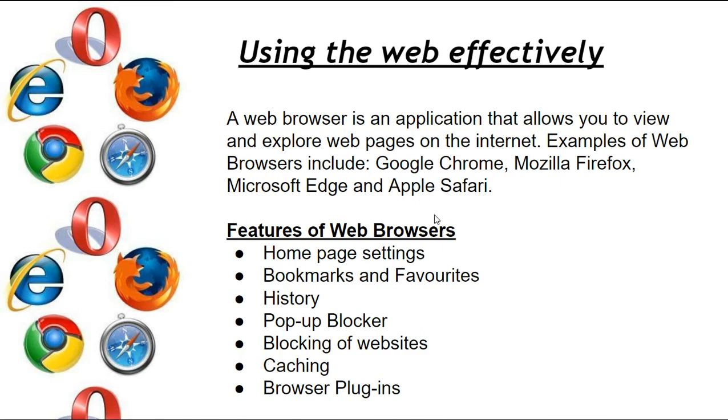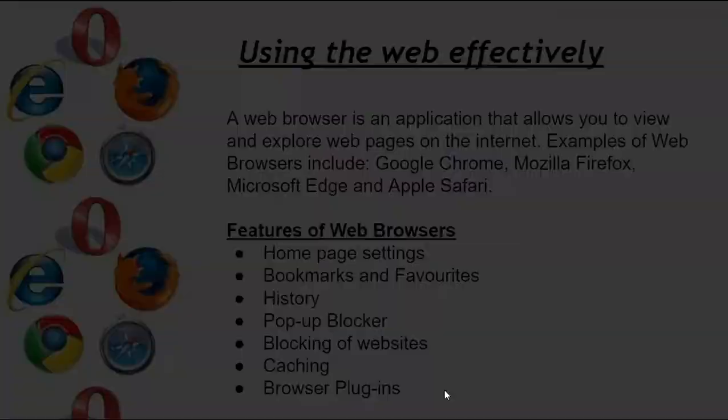Using the web efficiently. A web browser is a software application that allows one to navigate, view, and interact with content on the web. Examples include Firefox, Google Chrome, Microsoft Edge, Apple Safari, Opera Mini. Features: we have our homepage settings, bookmarks and favorites, history, pop-up blockers, blocking of websites, caching, and browser plugins.